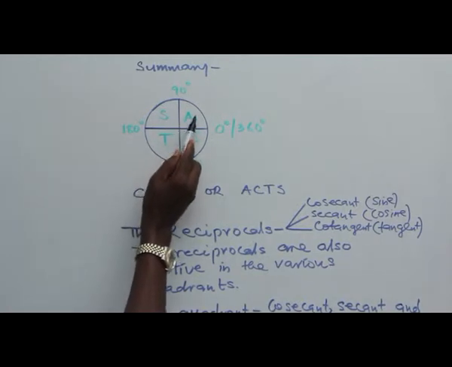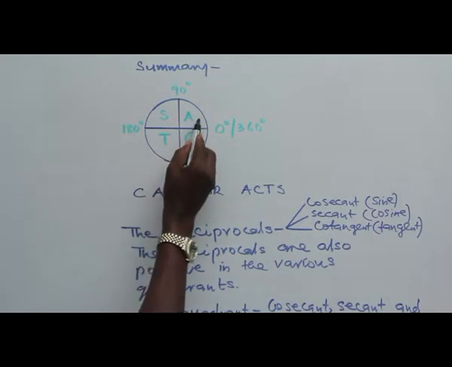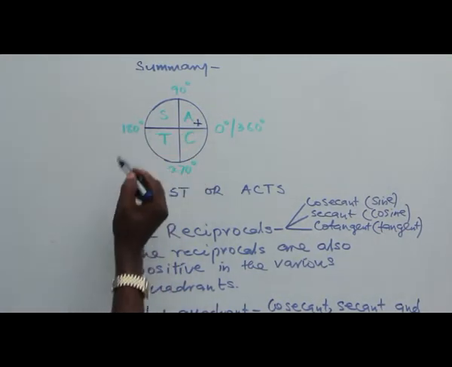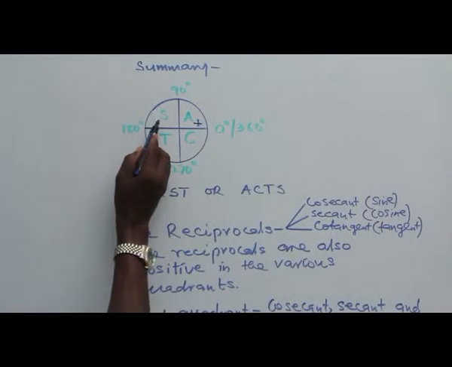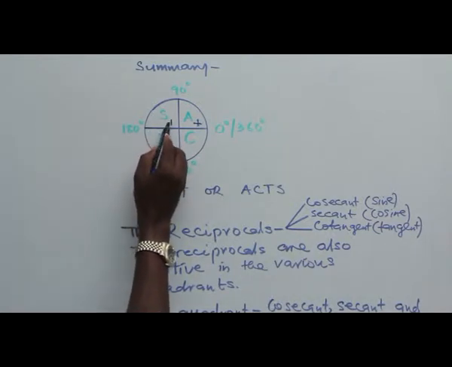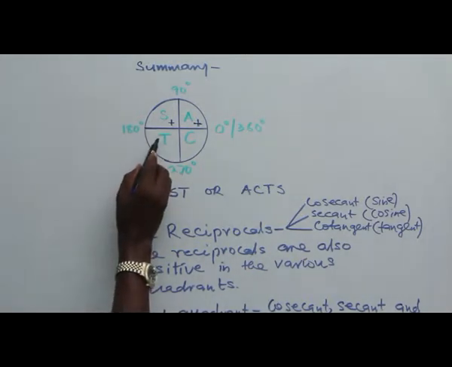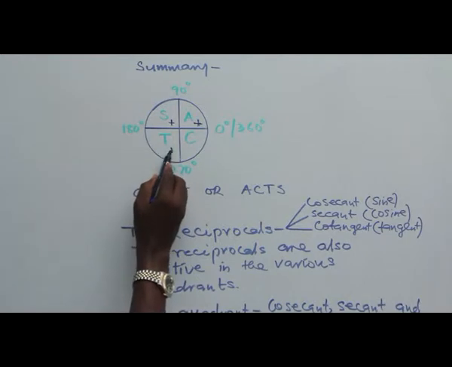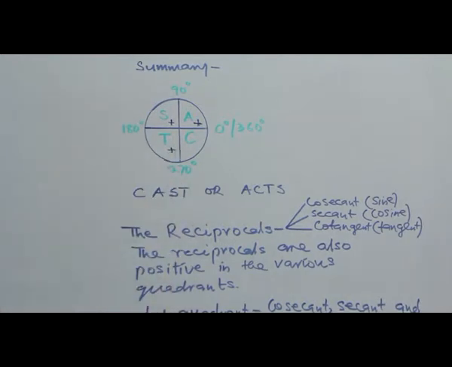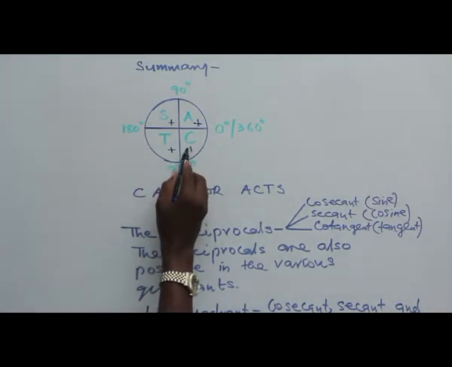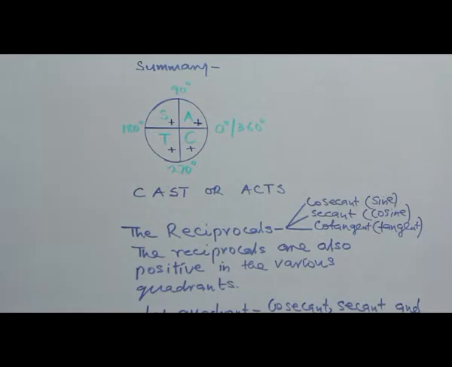The A here represents that all the trig ratios are positive in this quadrant. That is, sine, cosine, and tangent are positive. While in the second quadrant, S stands for sine, only sine is positive here. Others are negative. The third one, T, represents tangent. Only tangent is positive here. All others are negative. While the fourth one, C, represents cosine. Only cosine is positive here, while others are negative.